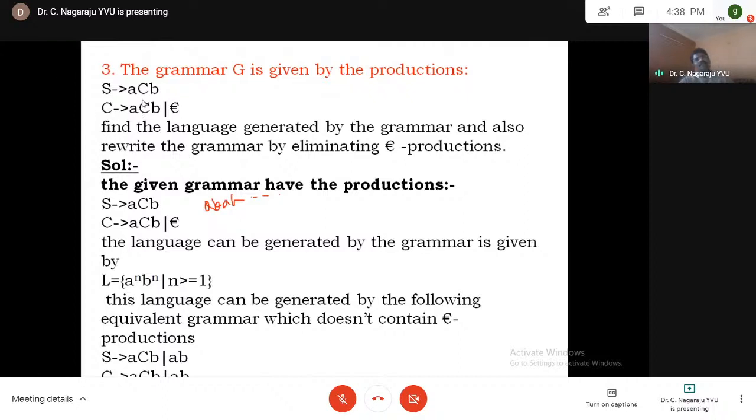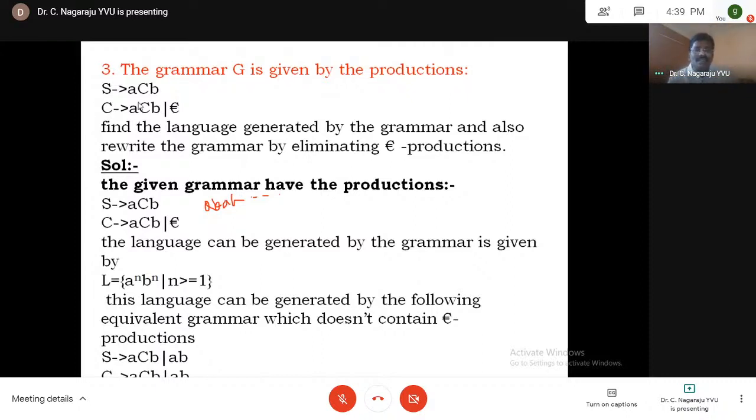But when you are replacing C, C is always replaced by AB, AB, AB like this. Then you can get the grammar like this. So this grammar we can eliminate. Epsilon can be eliminated by using AB and AB. That is infinite, no? So epsilon can be replaced with AB and AB.